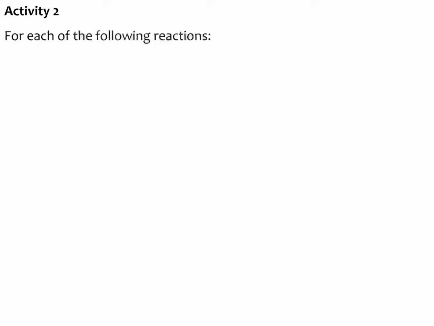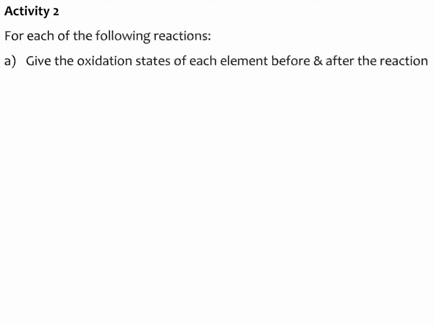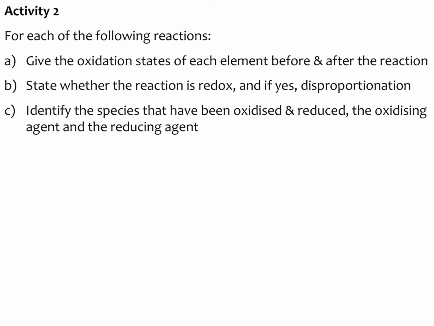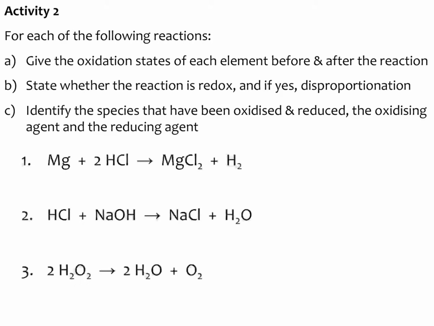So activity 2. For each of the following reactions, I'd like you to give the oxidation states of each element both before and after the reaction. State whether the reaction is redox, and if it is, is it disproportionation? And for C, identify the species that have been oxidised and reduced, the oxidising agent and the reducing agent. There's 3 reactions for you to have a go at, and make sure you show your working.